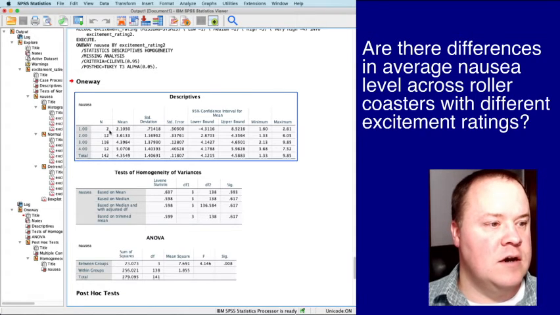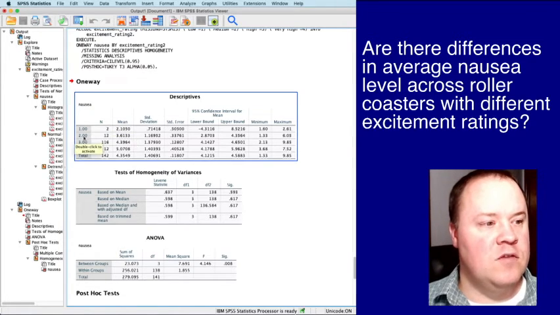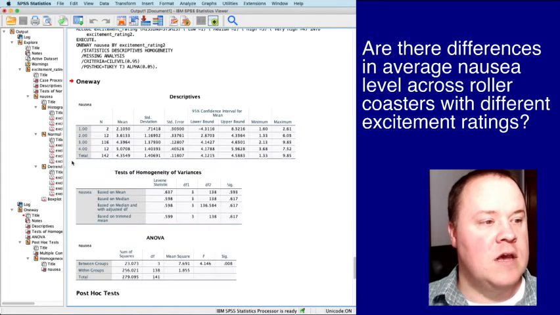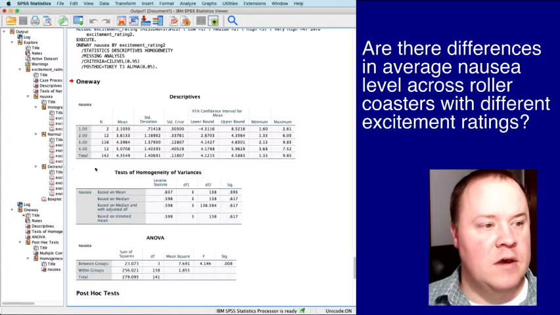So you can see here, 1, that's the low group. There was 2. 2 is the medium sized group. There's 12. 3 is the high group. There was 116. And then 4 is the very high group. There was 12. So you can see that.